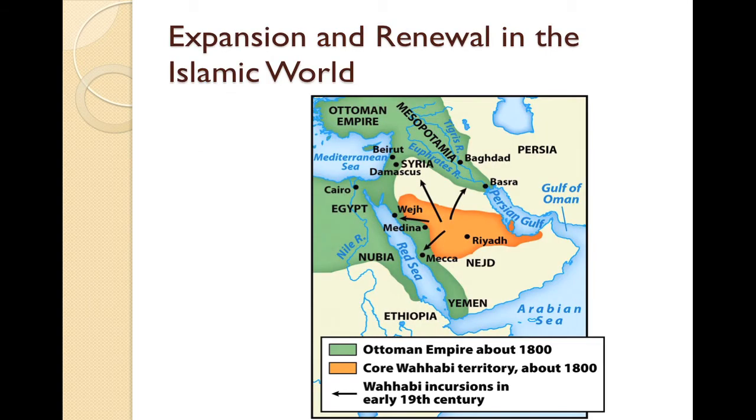Expansion and renewal in the Islamic world. Islam continued its expansion during the early modern era, continuing the spread of the religion into sub-Saharan Africa and South, Central, and Southeast Asia. As Muslim holy men spread their faith, it blended with existing traditions in another example of syncretism, much like Christianity in the Americas.